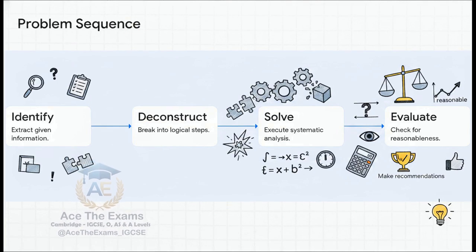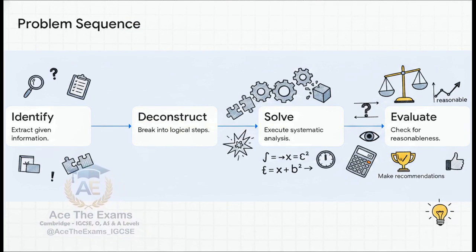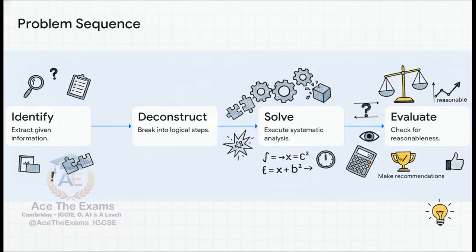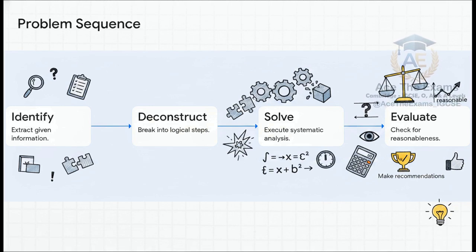So you're probably asking, what does a perfect point scoring process actually look like? It looks exactly like this: the deconstruct, solve, evaluate sequence. When you are tackling questions on physical quantities, you need to standardize your attack plan. Don't just wing it. First, scan the prompt and identify the key elements and given information. Second, deconstruct it. Break the problem down into logical steps and decide on your analytical framework. Third, execute your analysis. Solve it systematically with incredibly clear working.